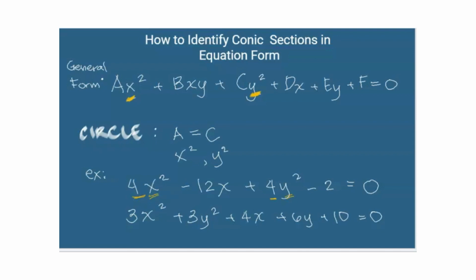Another example is 3x squared plus 3y squared plus 4x plus 6y plus 10 equals 0. So we know that we're going to graph a circle because we have x squared and y squared, and their coefficients are equal.